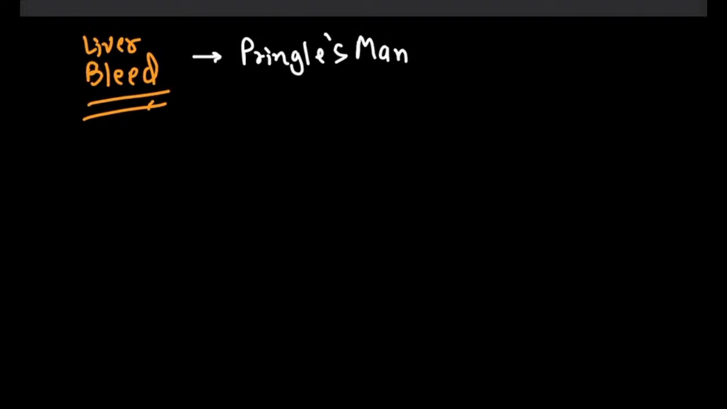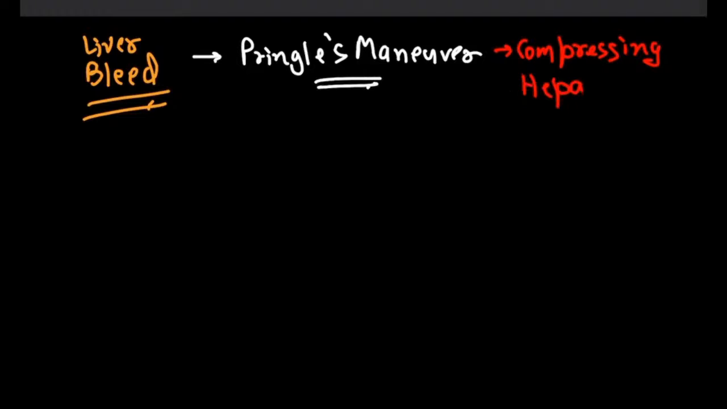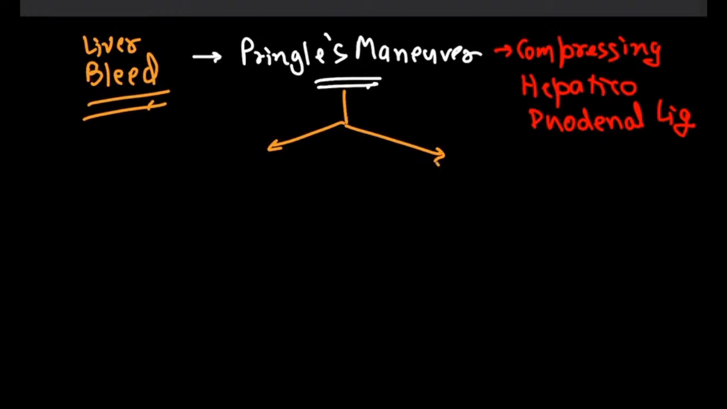What is this Pringle maneuver? In the Pringle maneuver, you are basically compressing the hepatoduodenal ligament. Now just let me know, guys, if you perform this Pringle maneuver, two things can happen: the bleeding from the liver stops, or the bleeding continues.